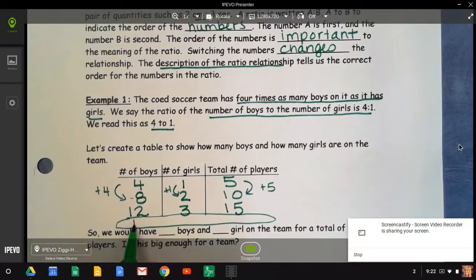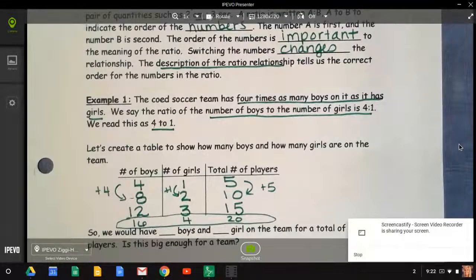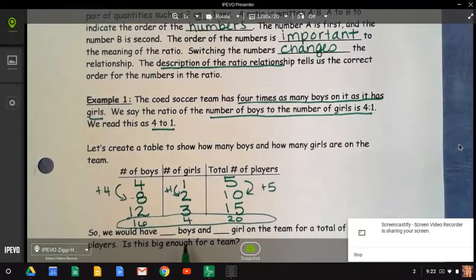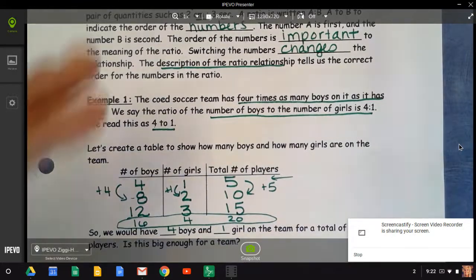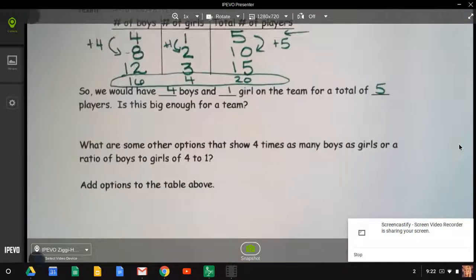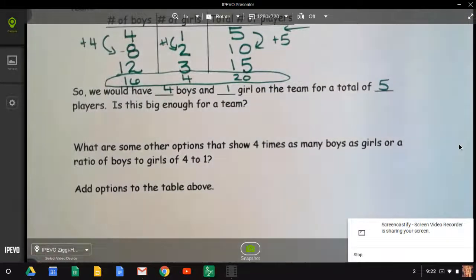Pause it and go ahead and do that. So I hope that you would have gotten 16, 4, and 20. Good. So we would have blank boys and blank girls on the team for a total of 5. That's the initial one. They just wanted us to do this one, but I went ahead and did more just to show you that we just keep adding on. It's called the additive.